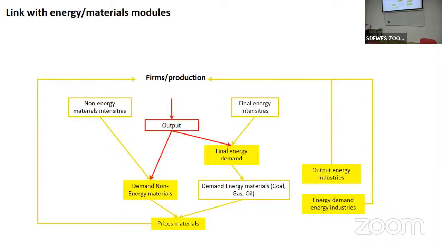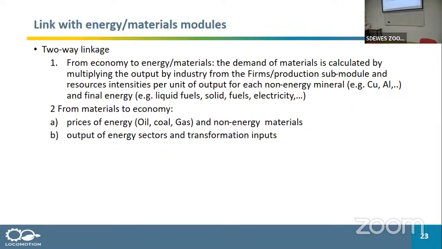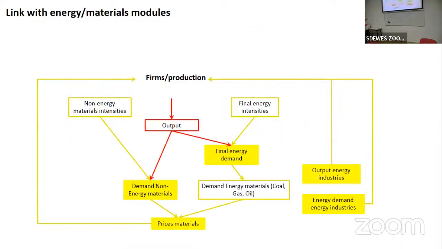And for non-energy materials, for copper, aluminum, etc., we have the output of the mining industries, etc., and multiplied by the materials intensities, we have the demand of non-energy materials, copper, etc., and we have a price. And this price feedbacks again to the economic model. This is the price feedback, this one, the A, 2A. And then we have the other feedback, that is all the information on the activity of the energy industries go back to the economic model. This is how it works.